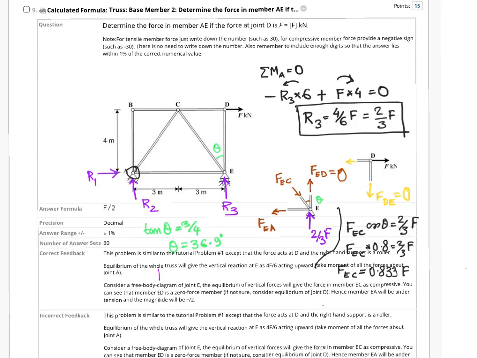Now it's easy to find out what would be FEA. FEA would be nothing but FEC sine theta. And what is theta? Theta is 36.9 degree and FEC is 0.833. So if you do the calculations right, then you will get FEA is equal to F over 2, and that is in the tension direction. So whatever value of F that you have been given, the force in member EA would be half of that and in the tensile direction.